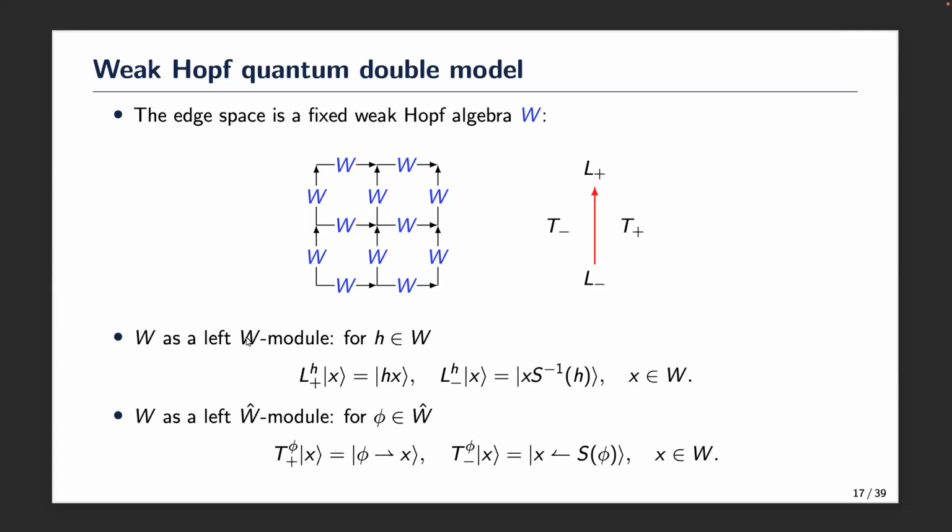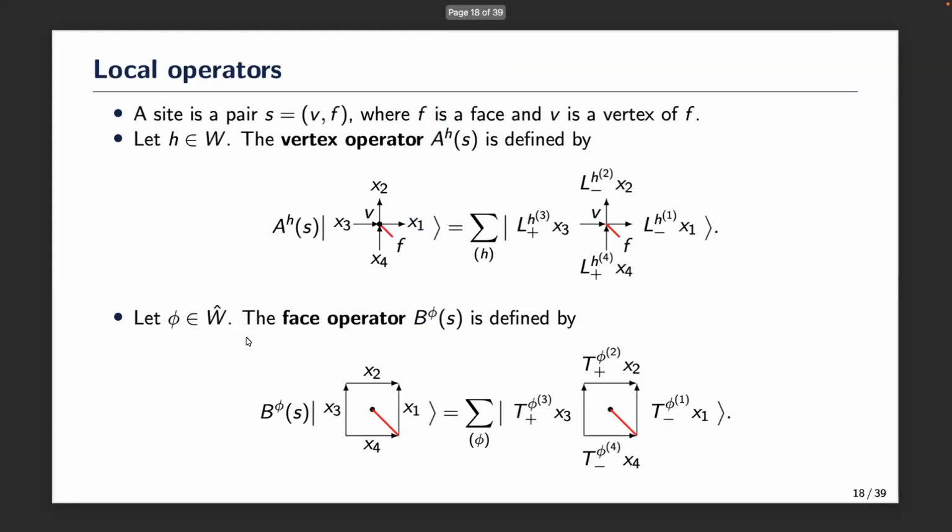When we define the local operators, we need to adopt some conventions for choosing the edge operators. Given an edge, if we consider the vertex that the edge starts from, then we choose L minus. Otherwise, we choose L plus. Similarly, if the face is on the left-hand side of this edge, we choose T minus. Otherwise, we choose T plus here. So what does that mean?